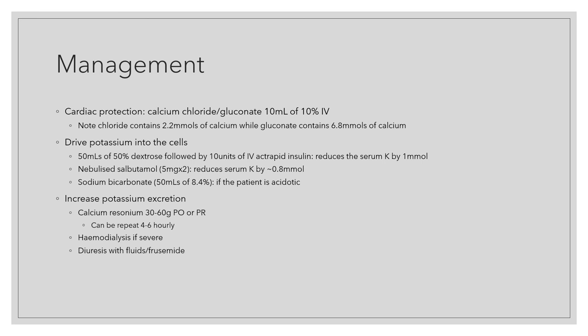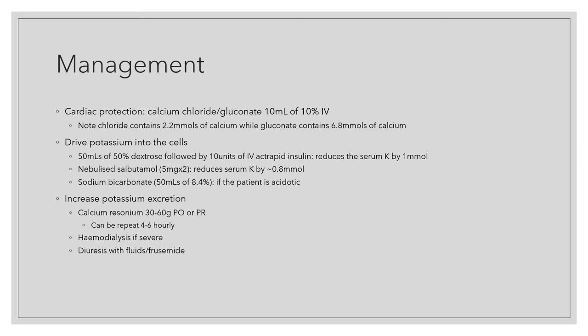Then you want to drive potassium into the cells from the intravascular space. You want to first give 50 mL of 50% dextrose, and then give 10 units of IV rapid-acting insulin, which moves that potassium intracellularly and tends to decrease the serum potassium by 1 millimole. The reason you give the dextrose first is that you don't want to cause a hypoglycemic episode. You can give nebulized salbutamol, 5 milligrams times 2, and that will reduce the serum potassium by approximately 0.8 millimoles.